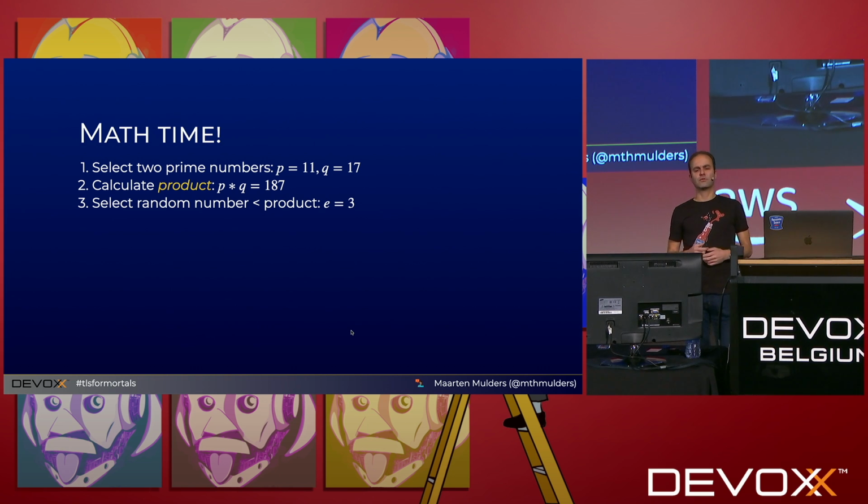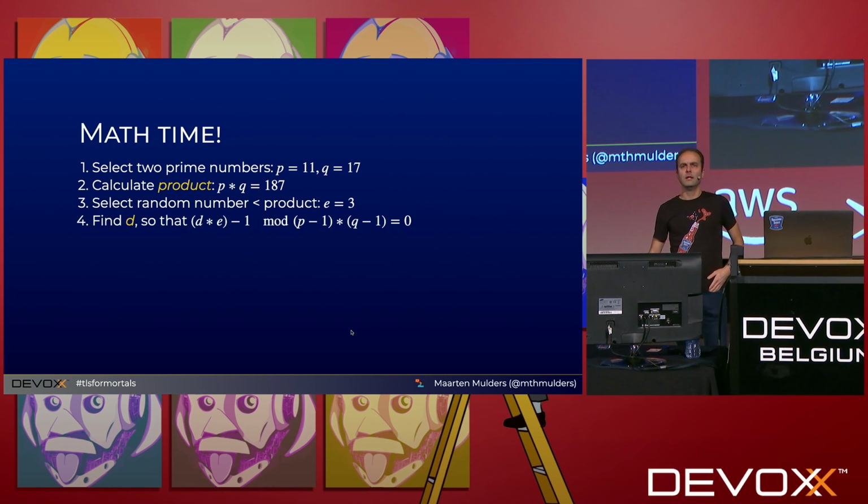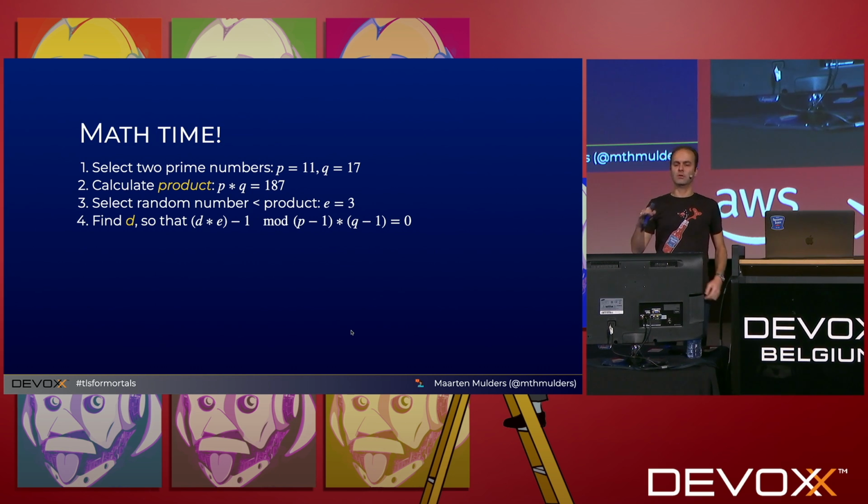Now I'm going to select some random number, and the only requirement is that it's smaller than the product. We'll call that number E, and in this case, let's just use the number 3. And now here's a small mathematical puzzle for you. Please give me a value D for which it holds that D multiplied with E minus 1, modulo (P minus 1) multiplied with (Q minus 1), equals 0.